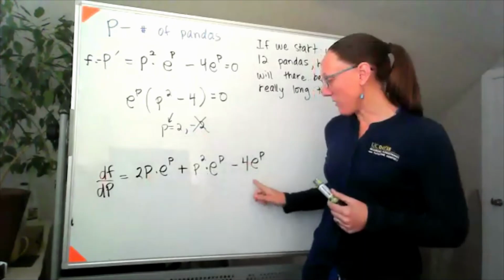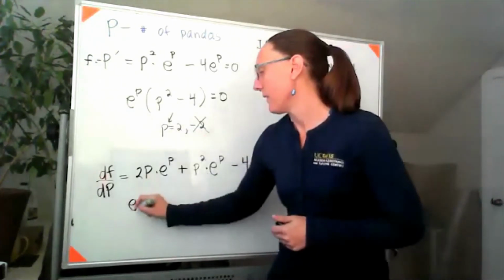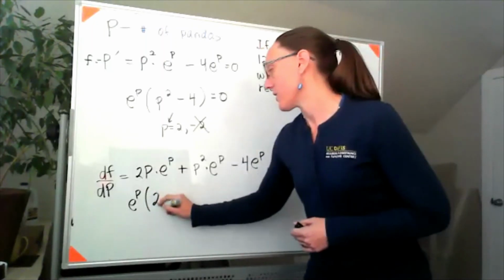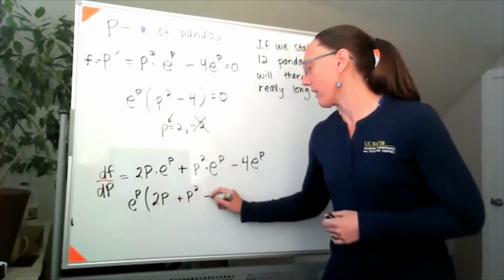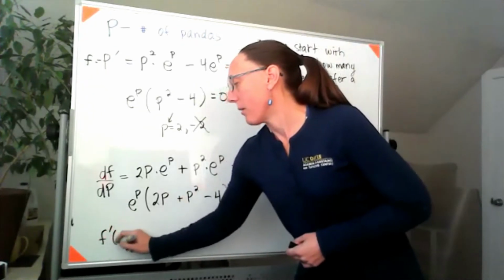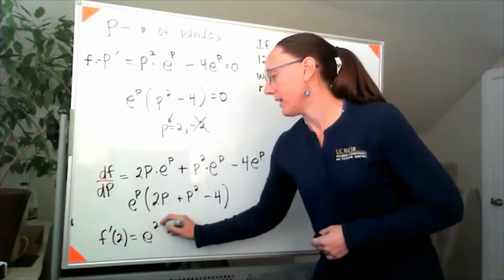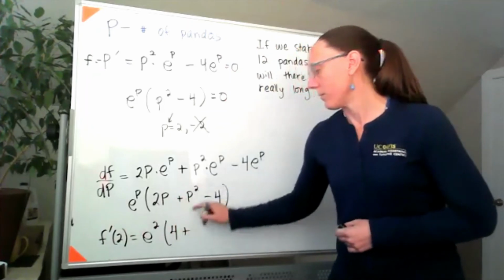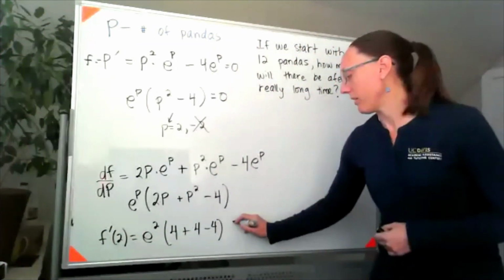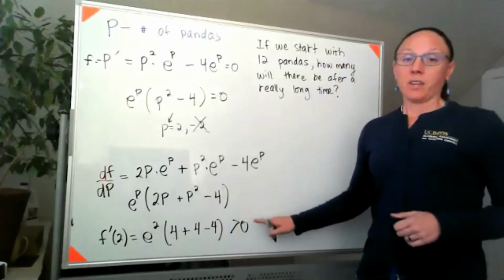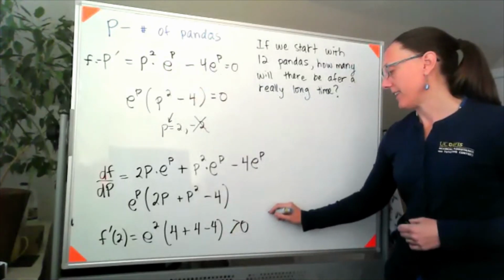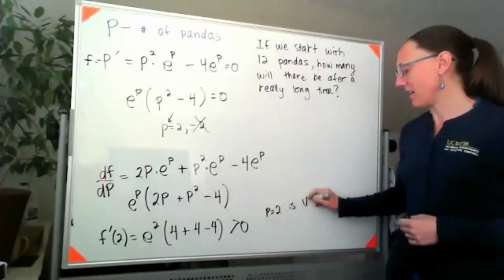First of all, I'm going to choose to factor that e to the p out, because I know this piece will always be positive, no matter what we plug in. So then I'm left with 2p plus p squared minus 4. And if I look at that f prime at p equals 2, that would be e to the 2 times 2 times 2, which gives me 4, plus another 4 minus a 4. Well, that right there is telling me that my derivative is positive. If the derivative of our p prime works out to be positive, then I know p equals 2 is unstable.